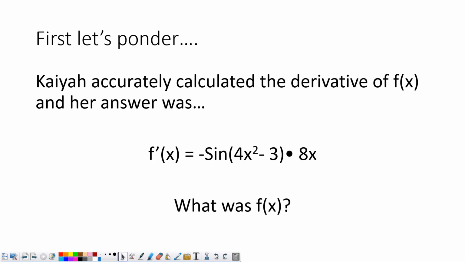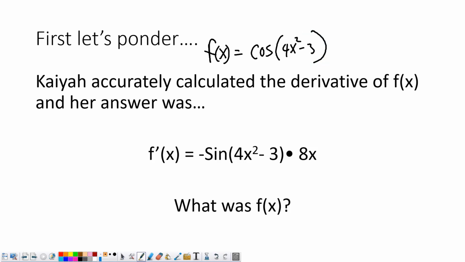All right, so we had a derivative here, right? Now, I'll just tell you the answer. The original function would have been cosine of 4x squared minus 3. That's it. Now, how might somebody have gotten there?